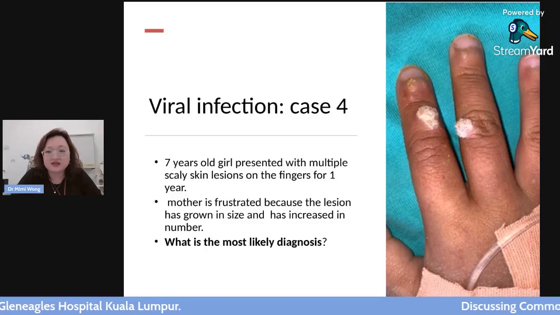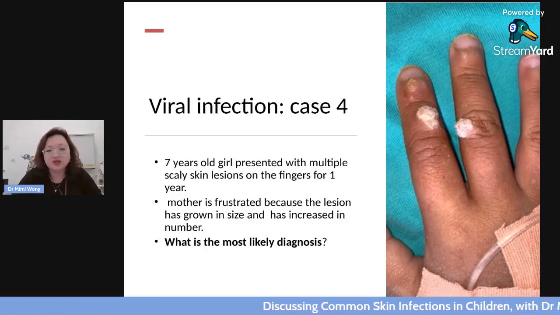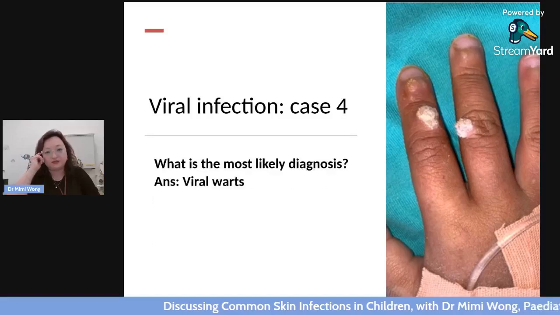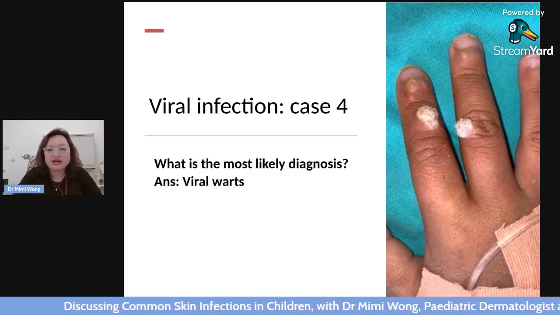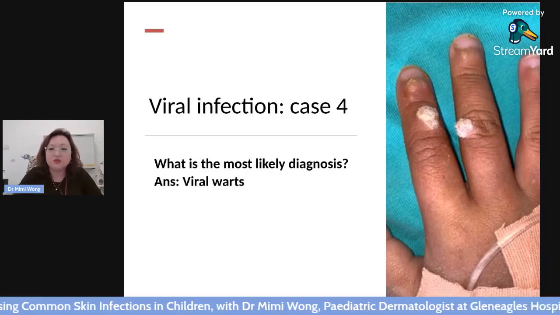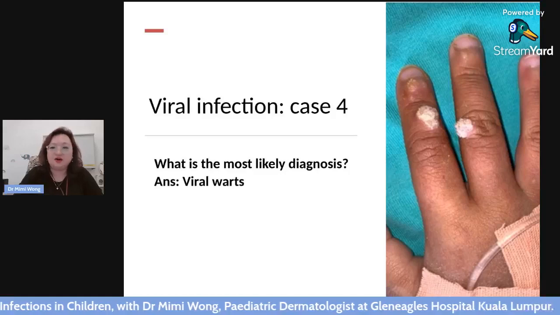You can see here, there's already whitish, a bit scaly, very rough skin. So what do you think is the most likely diagnosis here? The most likely diagnosis is viral warts. In Malay, we call this ketil or ketuat.